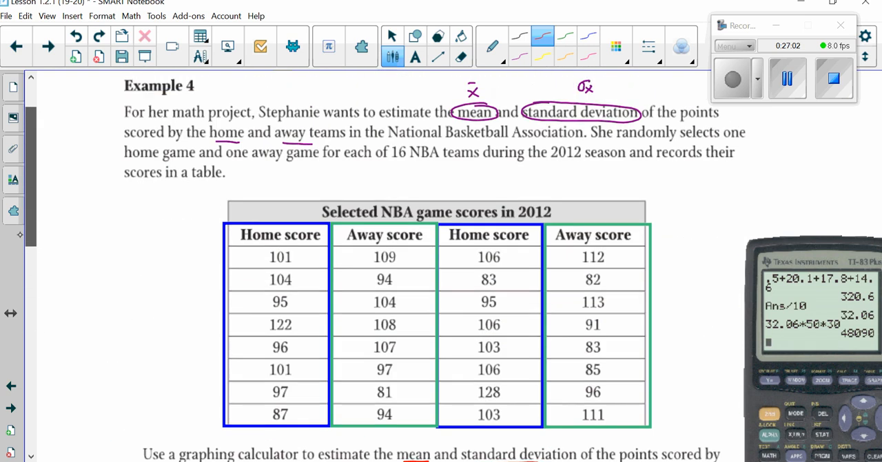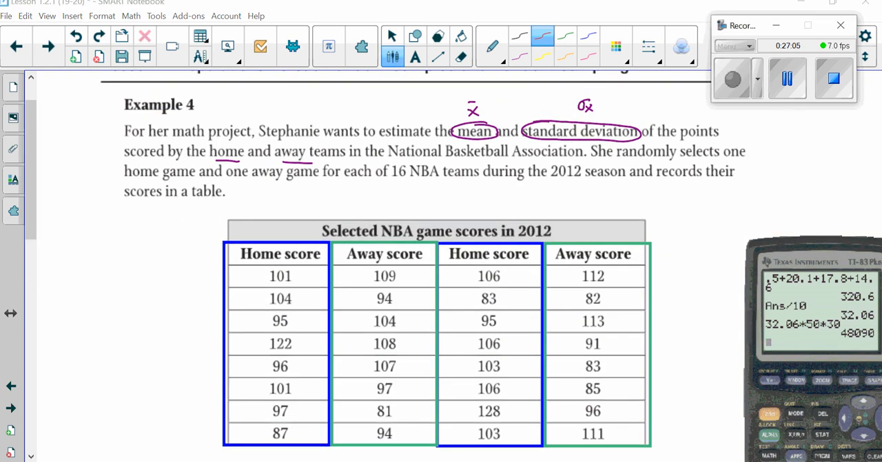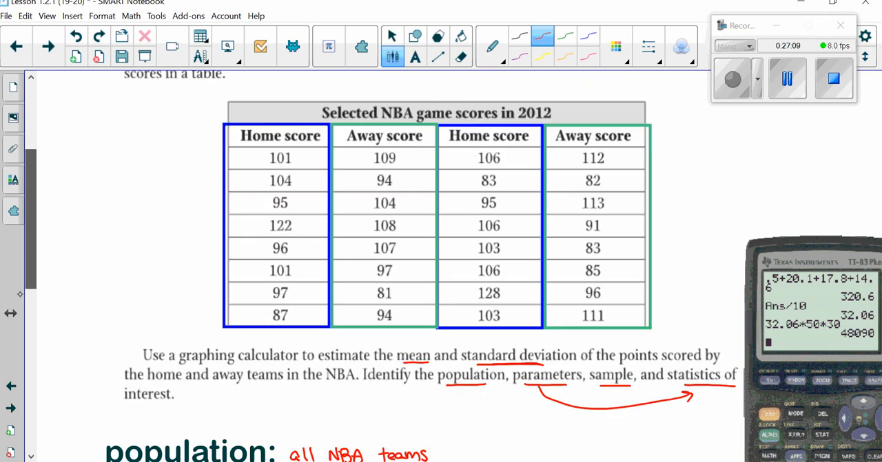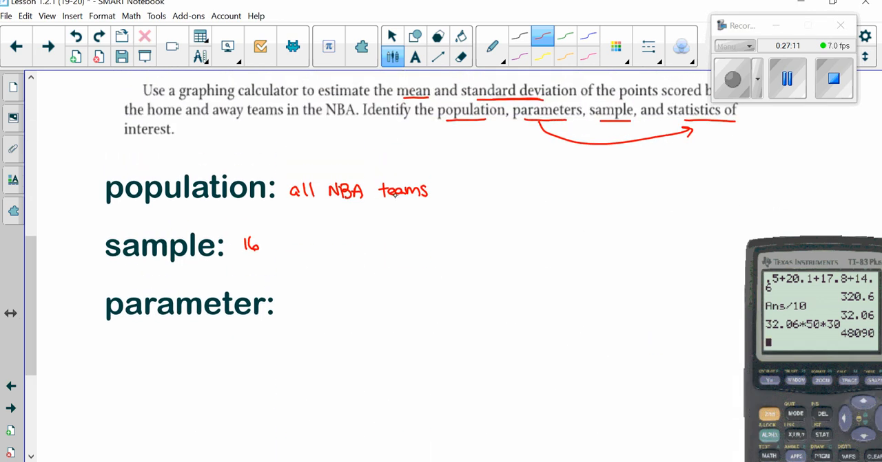Actually, let me see here. Okay, never mind. I just looked it up. There's 30 basketball teams. So the population is all NBA teams. The sample is the 16 NBA teams that were selected. So 16 NBA teams. The parameter is identifying whatever the question is asking, which in this case is the mean and standard deviation of the points scored.